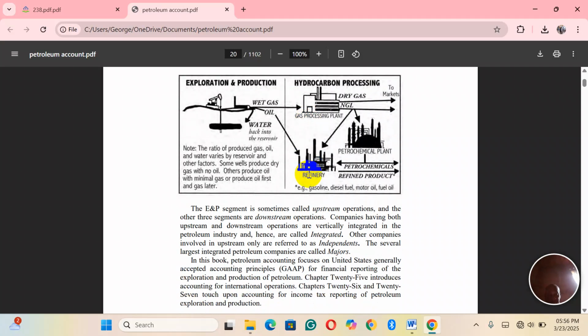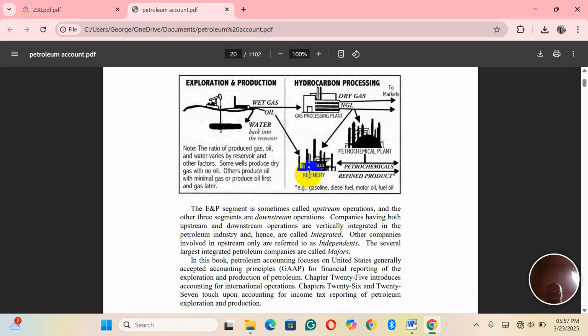The E and P segment is sometimes called the upstream. That means the exploration and production segment is sometimes called the upstream operation, and the other three segments are downstream operations. Companies in both upstream and downstream operations are vertically integrated in the petroleum industry and hence are called integrated. Other companies involved in the upstream only are referred to as independents. Also, several large integrated petroleum companies are called the majors.